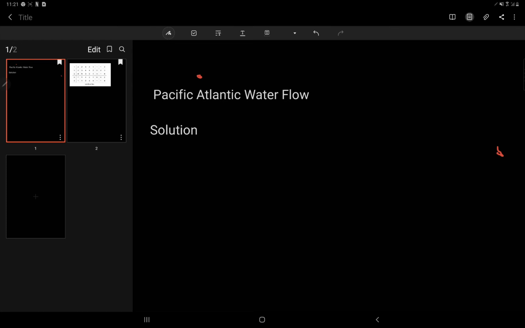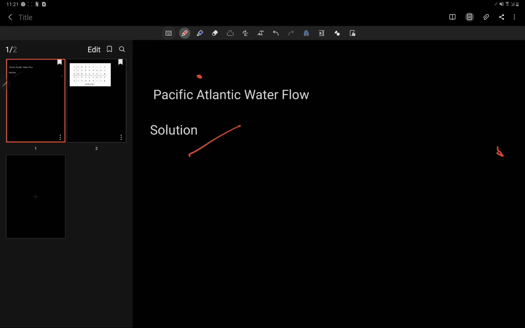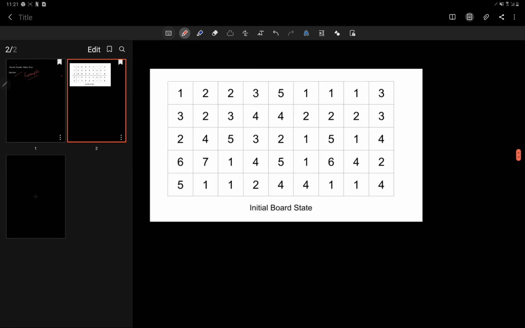So let's see the approach for this question. This is the question, and we will see the approach with the help of an example first, and it would be much clearer how we are going to solve it. All right, so this is an example over here. What we do is simply locate the points from which we start and we reach both the oceans.